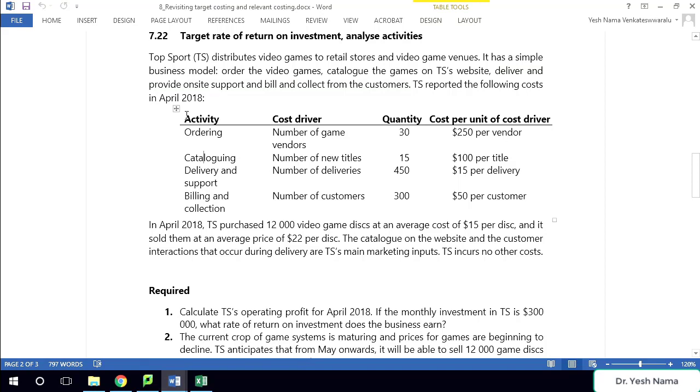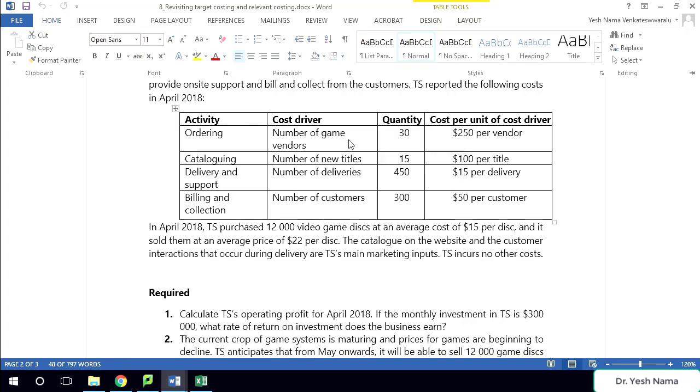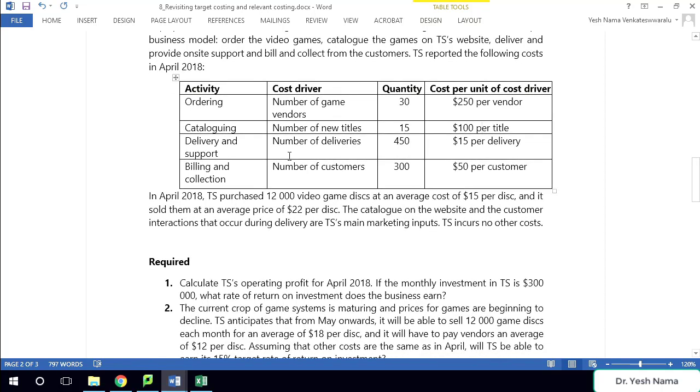You have different activities. So this is pretty similar to your activity-based costing analysis. You have 1, 2, 3, 4 different activities. Ordering, what is the cost driver? Number of game vendors. Quantity of cost driver 30. Cost per unit of cost driver 250 per vendor. Cataloging, cost driver is the number of new titles. Quantity 15. 100 per title is the cost driver rate. Delivery and support, cost driver is number of deliveries. 450 deliveries, 15 per delivery.